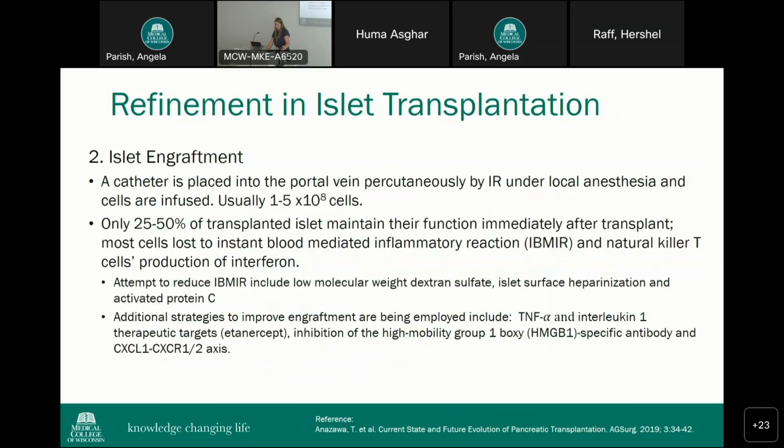Then moving on to the engraftment, one benefit of islet cell is the fact that it is a local anesthetic procedure done by IR versus an open abdominal procedure. And so these cells are infused, and then only 25 to 50% of the cells infused survive. The immediate loss is thought to be due to an immediate inflammatory reaction and then natural killer T cells. So with those two causing cell death, there was a piqued interest in how these two things can be reduced, and namely it's been achieved through immunosuppression and improvement in immunosuppression.